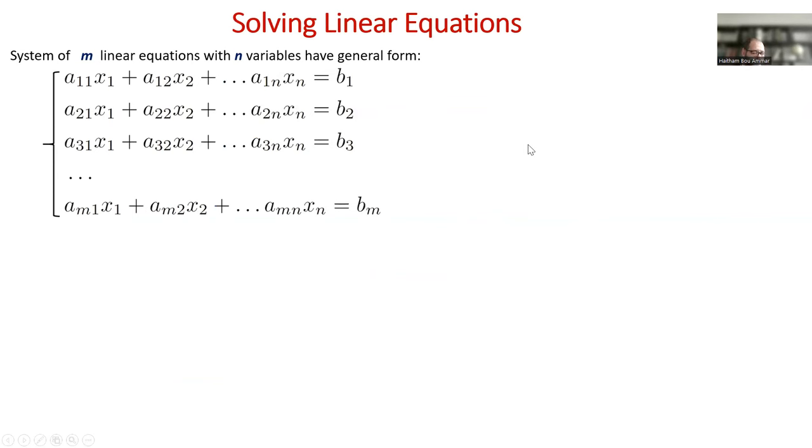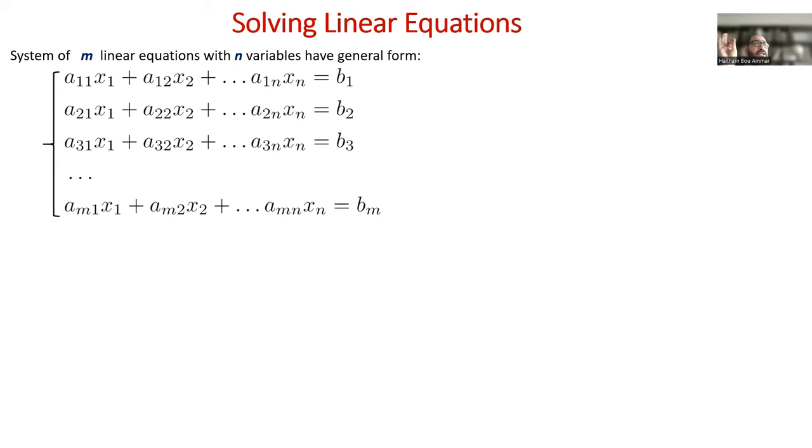Imagine you have a system of m linear equations with n variables. Remember when we were in school, we used to solve two equations, two unknowns, three equations, three unknowns, and so on. Now, I'm generalizing that. Remember, in school, let's say you had two equations, two unknowns, you would say x plus y equals 3, and then maybe another equation, 2x minus 3y equals 7 or something. And now you would get two equations, two unknowns.